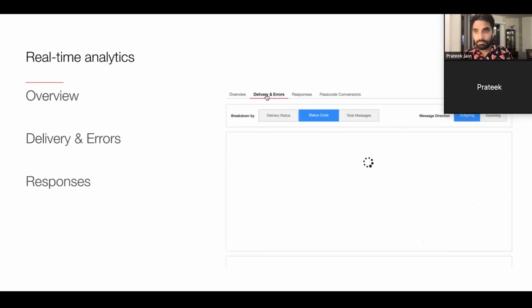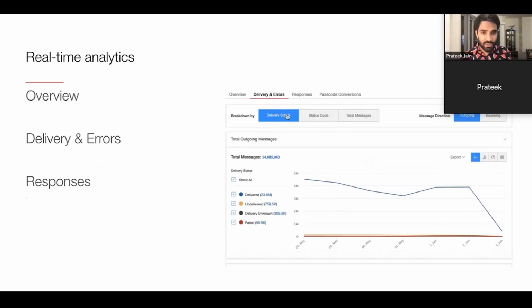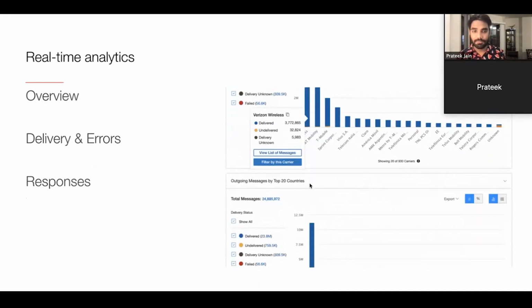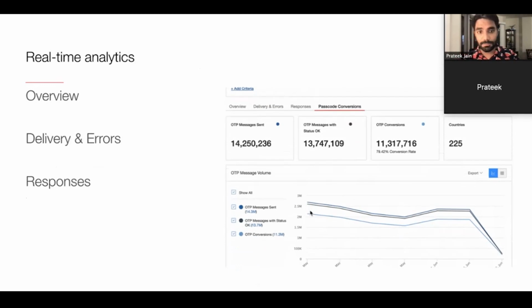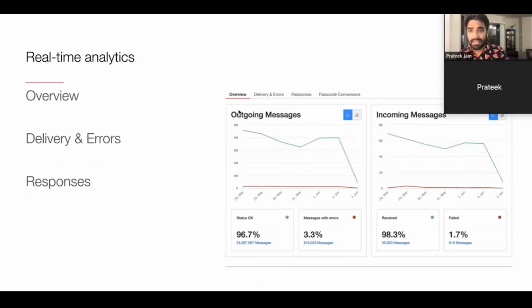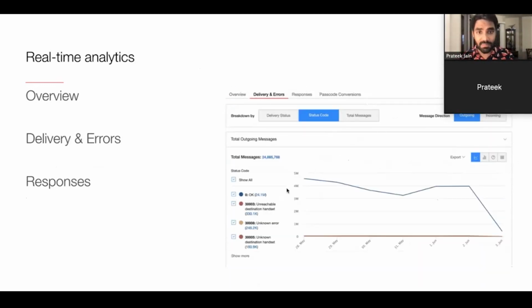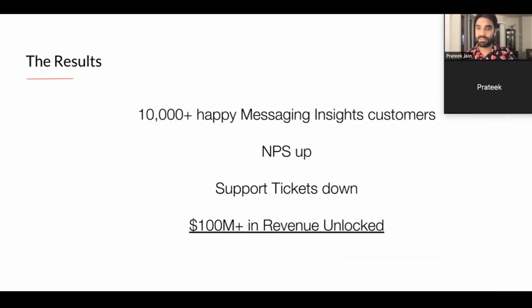What this led to was a dashboard experience that is super highly rated, that deals with the use cases that we had identified for different personas early on, and is currently making a splash at Twilio's customer experience. The results are that we have 10,000 plus happy messaging customers who are now also Insights customers. The net promoter score is up, support ticket volume is down. Both of those are in the right direction.